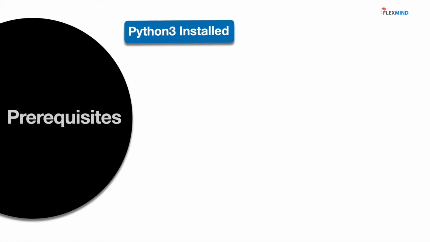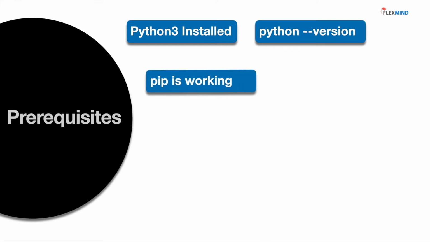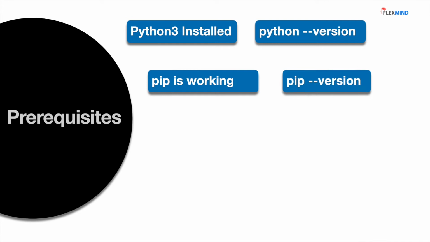So what are all the prerequisites before that? Of course, Python should be installed. Check using python --version if you have Python 3 installed or not. Then pip should be working. Check again. pip --version should point to a Python 3.x version.